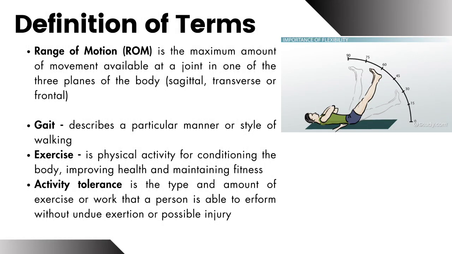Range of motion, or ROM, is the maximum amount of movement available at a joint in one of the three planes of the body, like sagittal, transverse, or frontal. This is how much a joint can move in different directions, like bending your knee or moving your arm up and down.